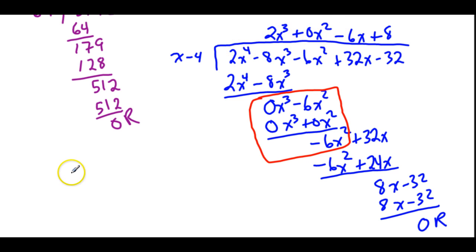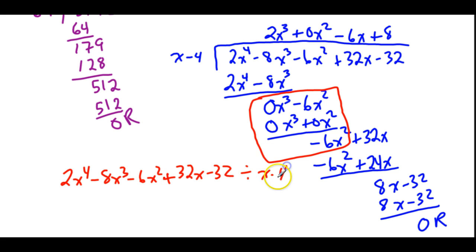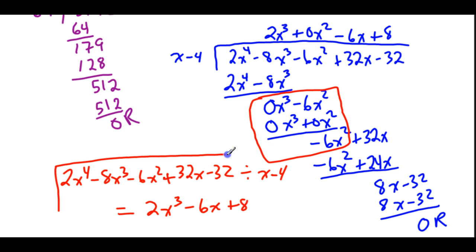And so what that means is, at the end of this, 2x to the fourth minus 8x cubed minus 6x squared plus 32x minus 32, when you divide by x minus 4, what you get is the answer 2x cubed minus 6x plus 8. Okay. For our purposes at this moment, that is what we need to know.